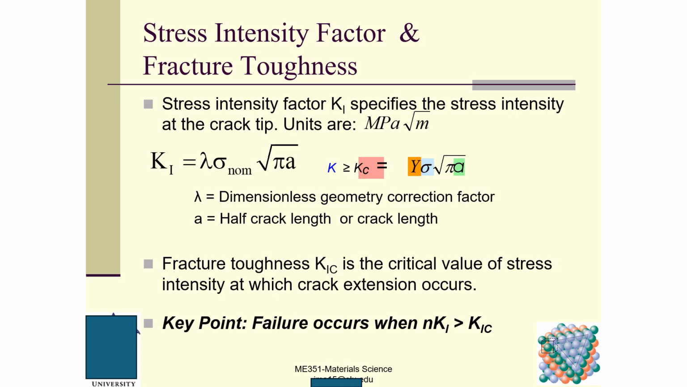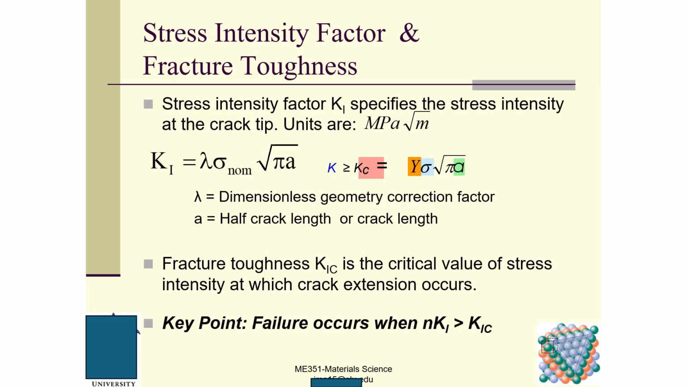KI specifies the stress intensity factor at the crack tip. The unit is kind of weird, right? It is megapascal square root meter. Meter is the length, megapascal is the stress. And usually we use this equation to calculate KI: KI equals lambda sigma m square root of a. Sigma m is the nominal load you applied, a is the crack length, and lambda is the dimensionless geometry correction factor. It depends on what kind of geometry your specimen has. So this is K, right?